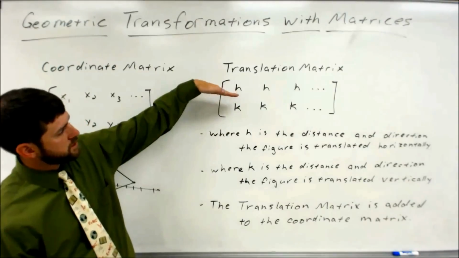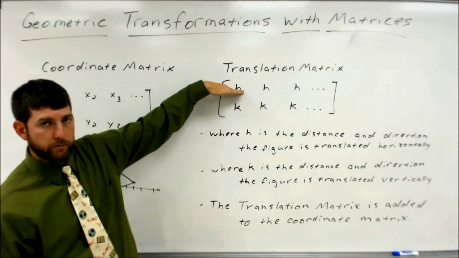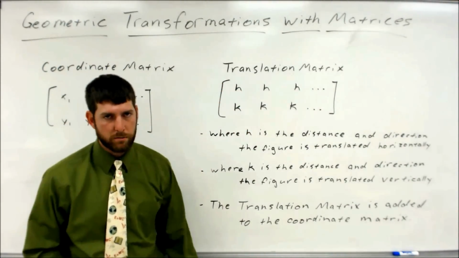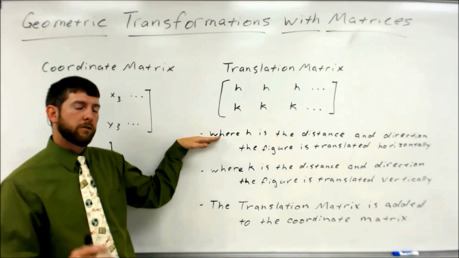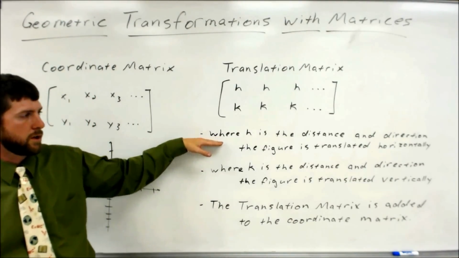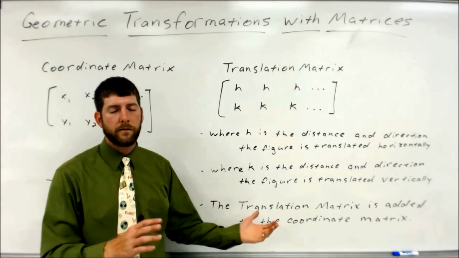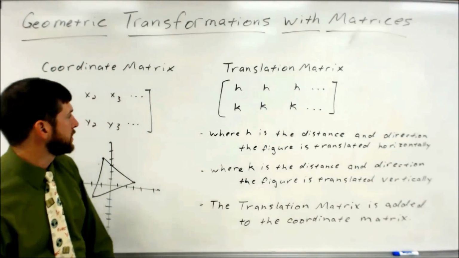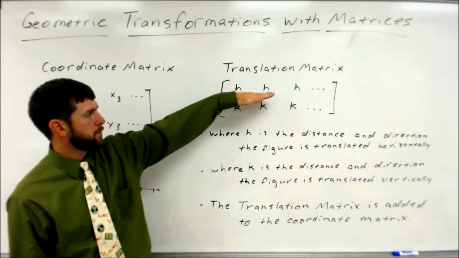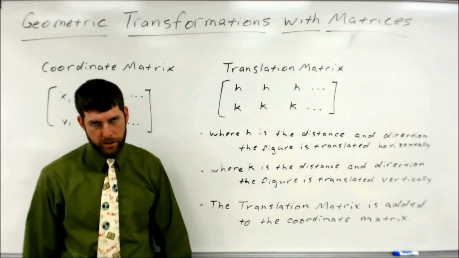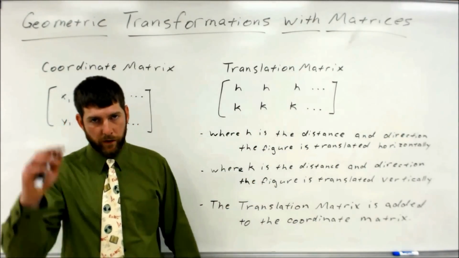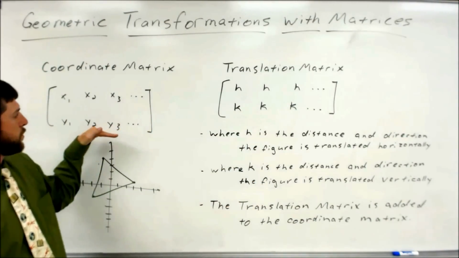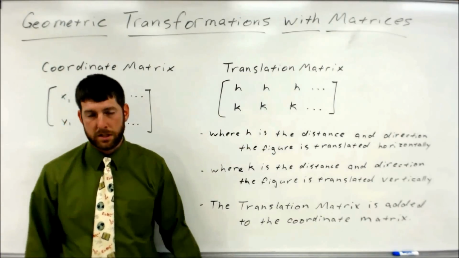Same idea with matrices, because all we're working with is the x and y coordinates. So a translation matrix is set up like this, where the top row is the h's and the bottom row is the k's. That's because h is the amount and distance that we're translating horizontally. How far and in what direction are we moving it horizontally? Since x's are on the top, I put my h, my horizontal translation, on the top. K is the vertical shift. Since y was in the second row, my k's will be in the second row.